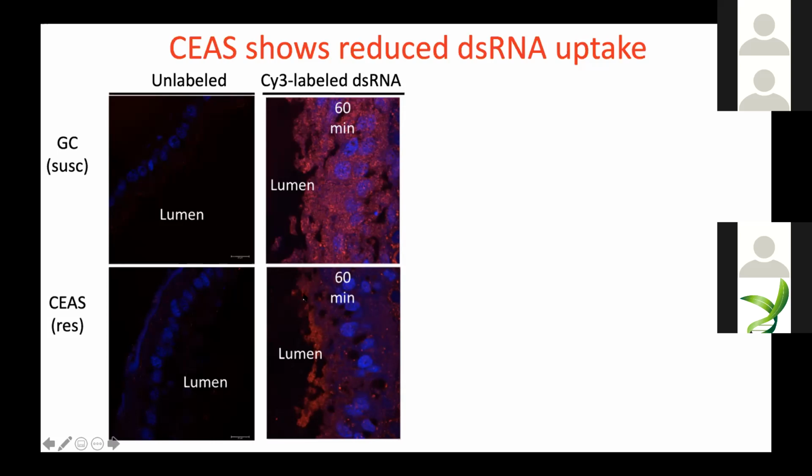In fact, it looks like most of the double-stranded RNA in the resistant insects is either accumulated in the apical surface of the gut facing the lumen, or even in endosomal vesicles, as you can see here.